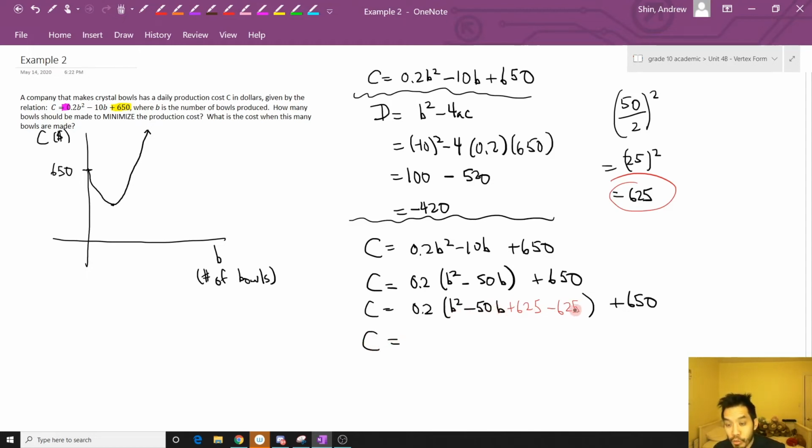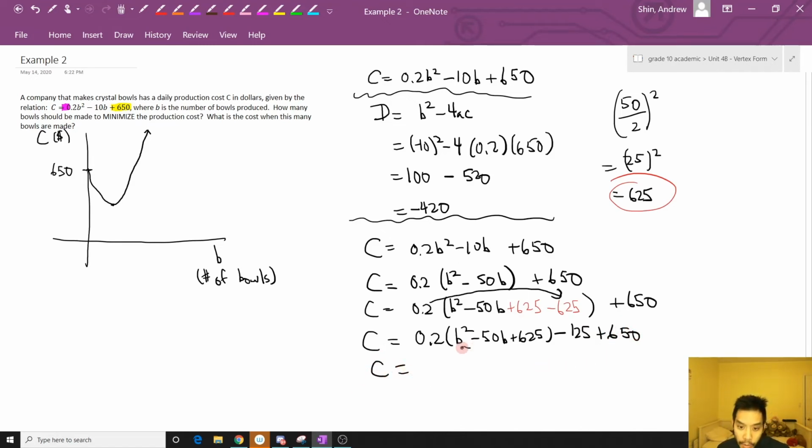Now this is not quite a perfect square trinomial. We need to get rid of that last term here. In order to get rid of that last term, we are going to distribute this 0.2 only to this last term. So now that we have a trinomial inside, 625 times 0.2 is going to be 125. It's going to be negative because we're doing 0.2 times a negative number, so minus 125 plus 650. And now we have a perfect square trinomial.